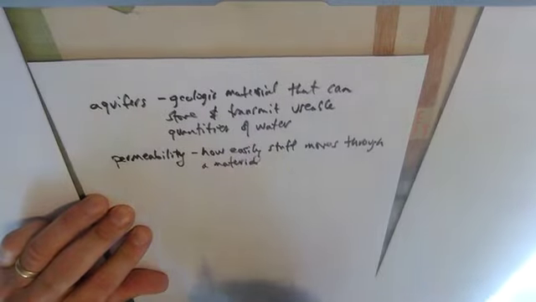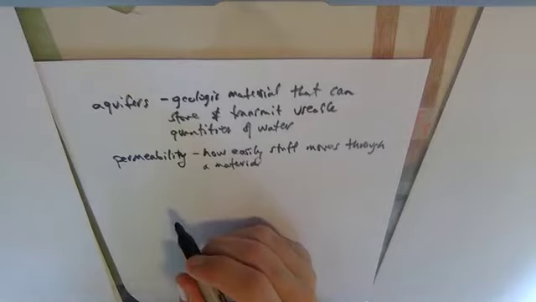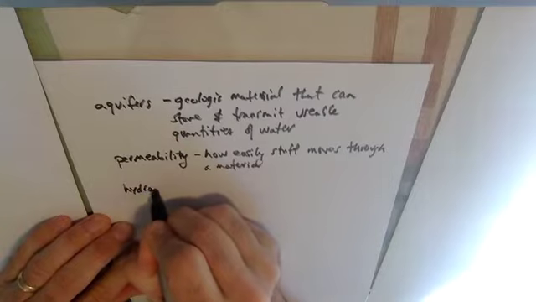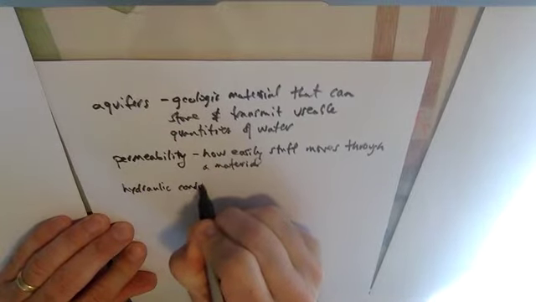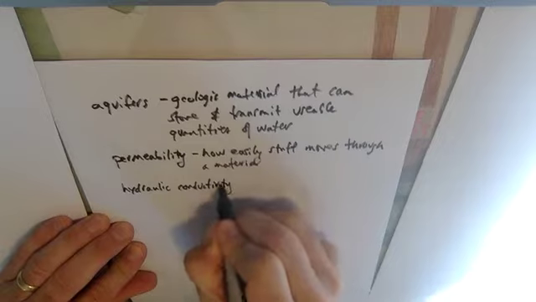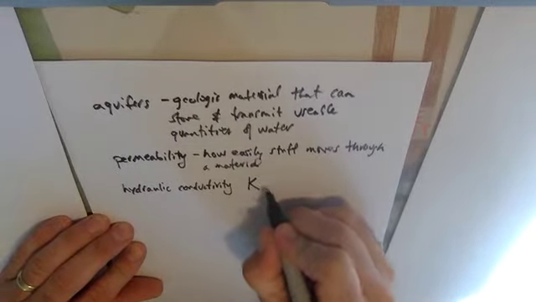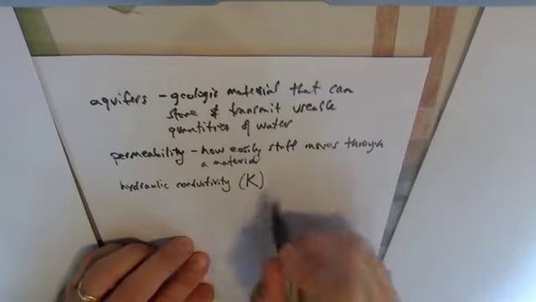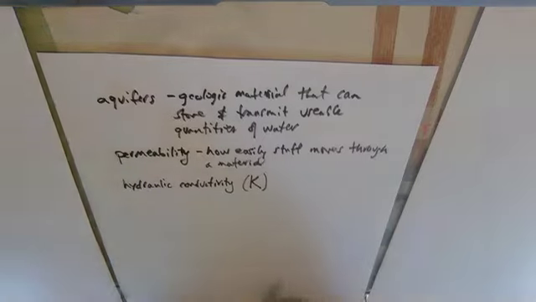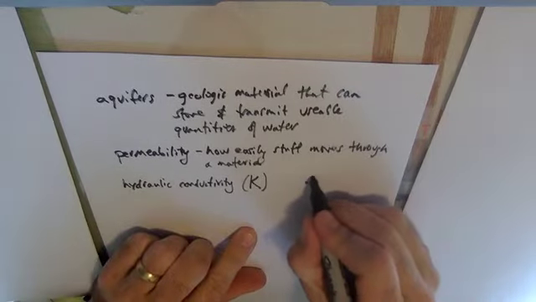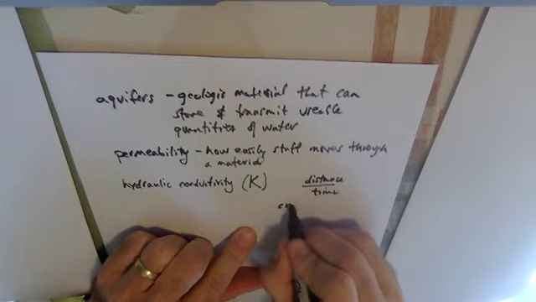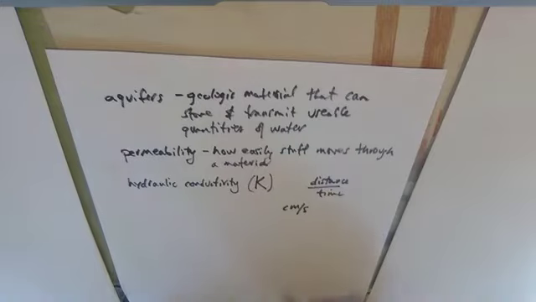And when we talk specifically about water, which is what we're talking about 99.999% of the time in hydrogeology, we give it a new name, and that's hydraulic conductivity, which is basically the same thing. It's just specific to water. And hydraulic conductivity is abbreviated as a capital K. So hydraulic conductivity is permeability with respect to water. And it's in units of distance over time, usually centimeters per second, or feet per day or whatever.